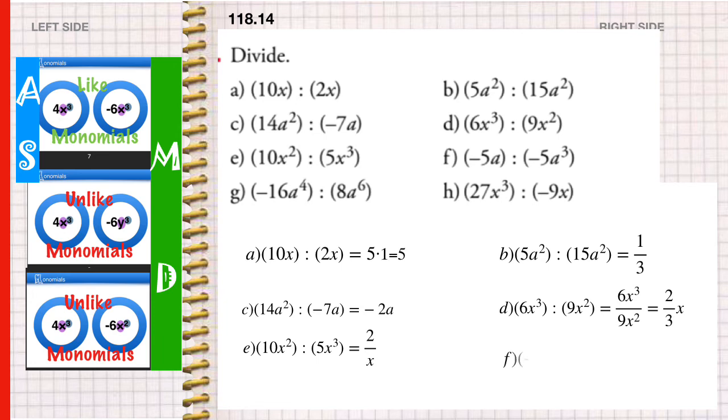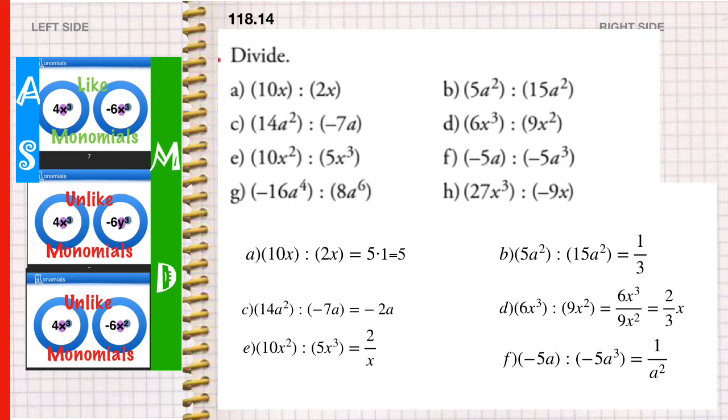F. Negative 5a divided by negative 5a cubed equals negative 5 divided by negative 5 is 1, and a divided by a cubed is 1 over a squared, because when you simplify, 1 a disappears, and the final result is 1 over a squared.